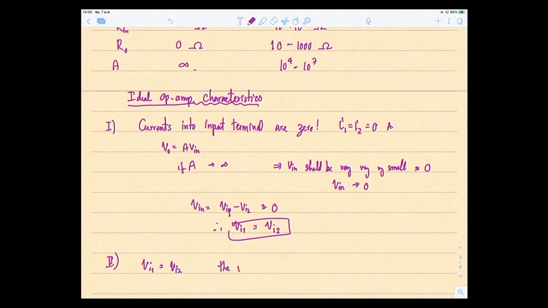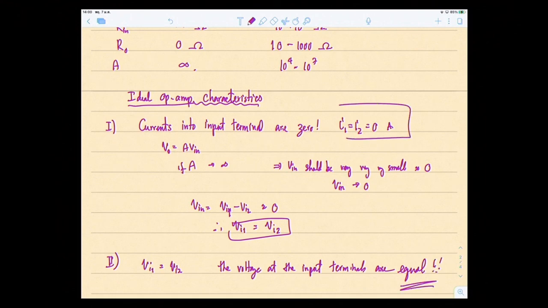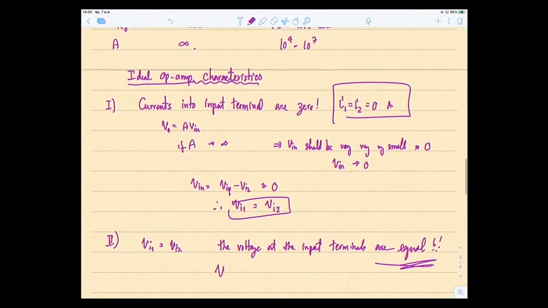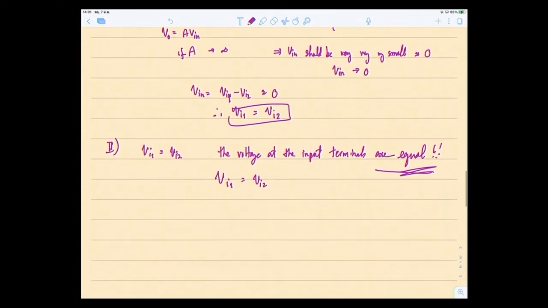The voltages at the input terminals are equal. So please remember this: the two ideal op-amp characteristics are that the input currents on both terminals are zero, and the voltages at the two terminals are equal. These are the rules for an ideal op-amp. In this course, we will do only the ideal case, and I'm going to give you only two simple examples of how to analyze an op-amp circuit. All right, so let's start.